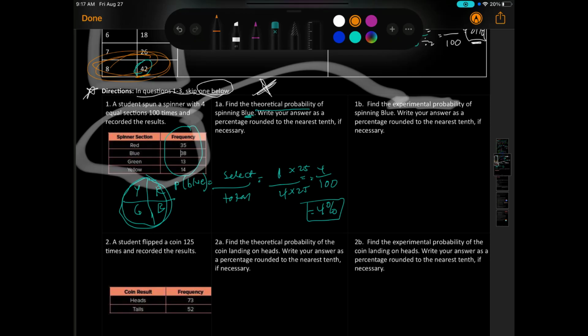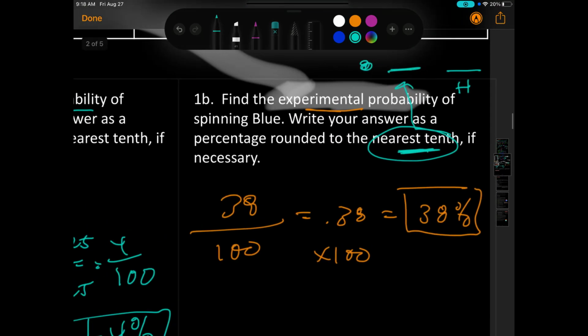All right, let's find the experimental now. Same thing, we want blue. And in this case, the experimental is we had 100 times. And blue came up 38 times. So that would give us a decimal, and then you multiply by 100, and you would get 38% is your answer. Okay, so through a fraction it is easier, and it says rounded to the nearest tenth. Let's do a quick decimal lesson. That would be the tenths, this spot right here. This spot is the hundredths, and so that helps you round up or round down to get to the tenths, okay?